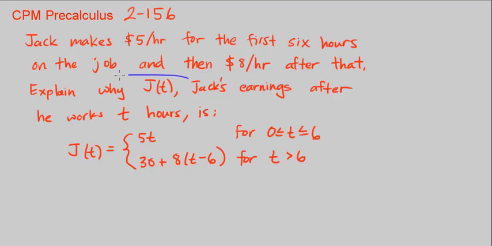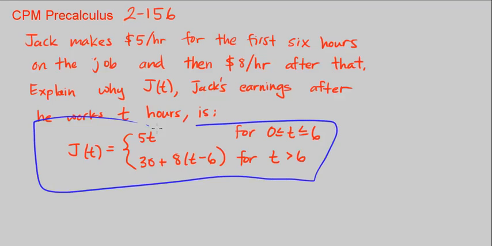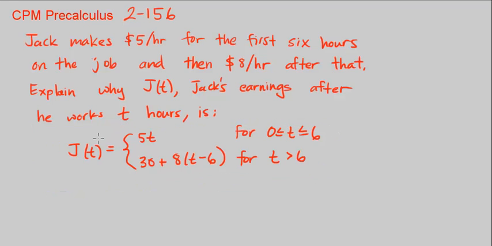Okay, so let's explain why J of t, which is Jack's earnings after he works t hours, is this piecewise defined function. J of t is defined to be 5t for 0 is less than or equal to t is less than or equal to 6, and 30 plus 8 times t minus 6 for t is greater than or equal to 6. Alright, so let's go ahead and explain this.